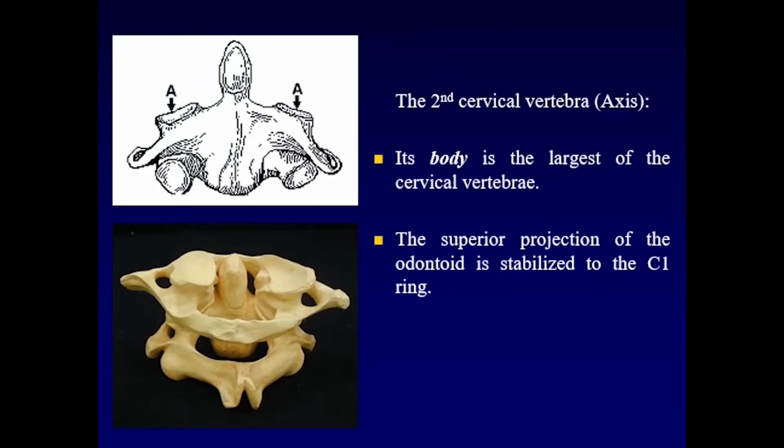The second cervical vertebra, the axis, has, on the contrary, the largest body of the cervical vertebra. It has a superior projection called the odontoid process, which is stabilized to the C1 ring.